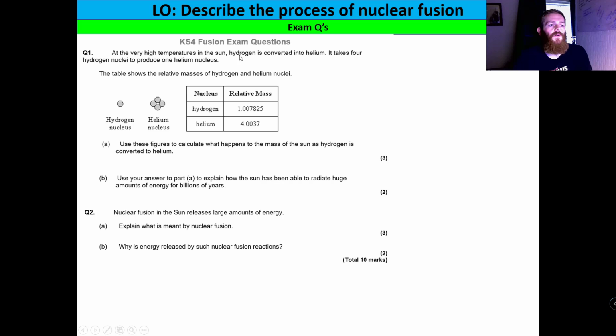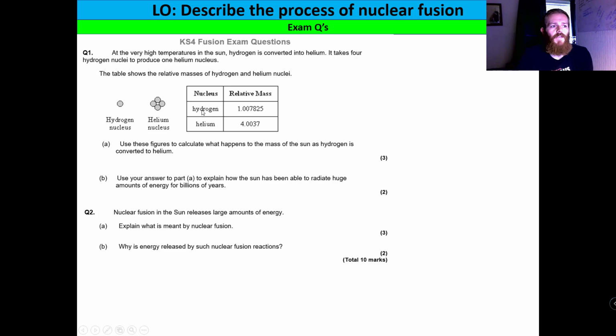At the very high temperatures in the sun, hydrogen is converted into helium. It takes 4 hydrogen nuclei to produce 1 helium nucleus. The table shows the relative masses of hydrogen and helium nuclei. Okay, so you can see hydrogen's got this mass, 1.007825, and helium's got a mass of 4.0037. Use these figures to calculate what happens to the mass of the sun as hydrogen is converted to helium.